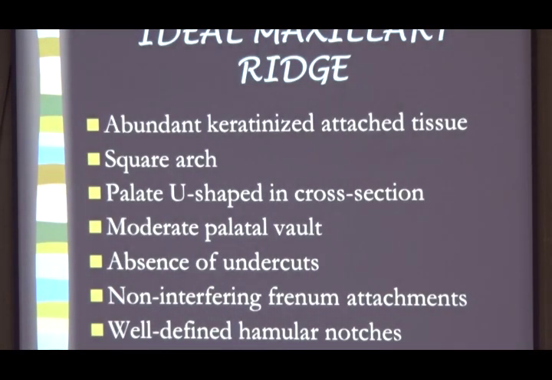Finally, for the maxillary ridge, if you have abundant keratinized attached tissue, square shaped arch, palatal U shape in cross section, moderate vault, absence of undercuts, non-interfering frenum attachment and well defined hamular notch, you can call it an ideal maxillary ridge.